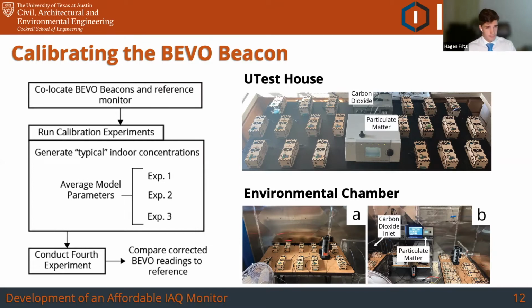So generally, I would run 3 experiments where I would generate some typical concentrations, in this case carbon dioxide and particulate matter concentrations. Create univariate linear least squares models, so your good old-fashioned y equals mx plus b, by comparing the reference to the BEVO beacons' measurements. And then for each experiment, I would average the m's and the b's from those equations and create a final averaged model that I would apply per sensor, per device, and then run a 4th experiment to see how well those models perform. So for TVOCs, we didn't have a reference monitor, so we had to use the average.